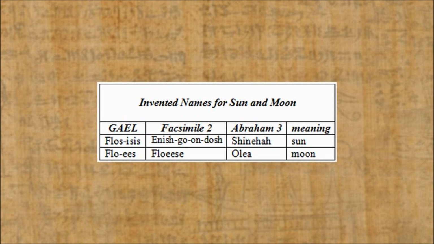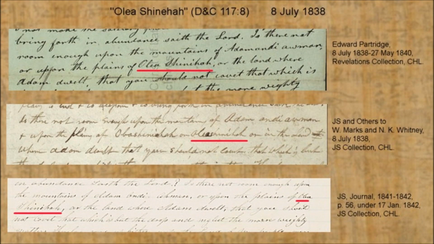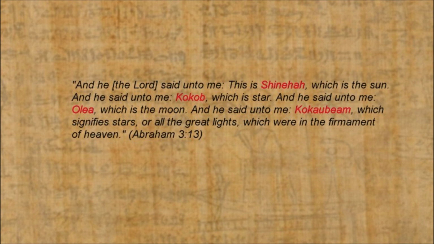This discrepancy is resolved in an 8th of July 1838 revelation Smith dictated, containing specimens of the Adamic language, and is the probable source for Shinha and Oliah in Abraham 3:13, which speaks of both the mountains of Adam-ondi-Ahman and the plains of Olah-ha-Shin-Ha, or the land where Adam dwelt. An early copy of this revelation, in the handwriting of Edward Partridge, as well as two other sources close to Joseph Smith, read Oliah-Shin-Ha. It therefore seems likely that Abraham 3:13 blends Hebrew and Adamic terminology, thus pointing to an 1842 date for the composition of Abraham 3.